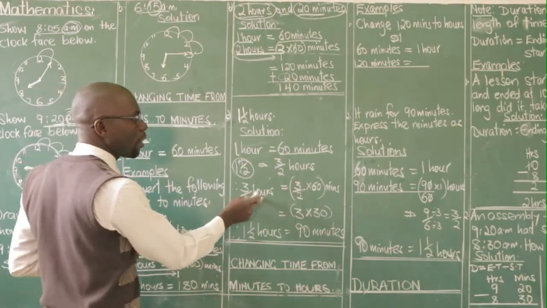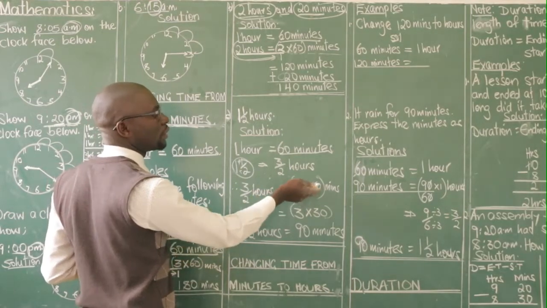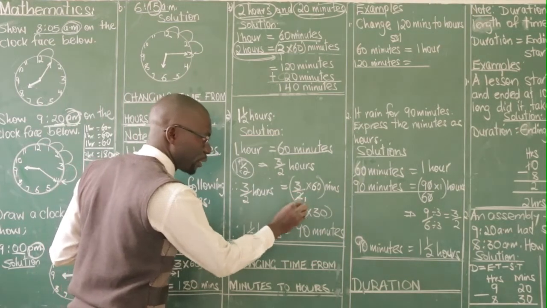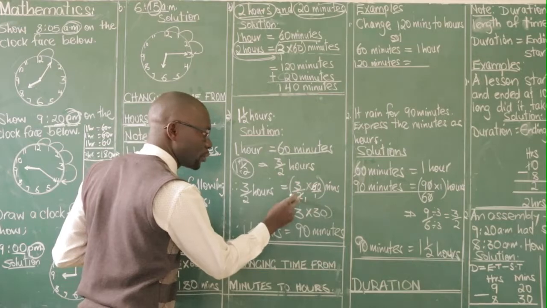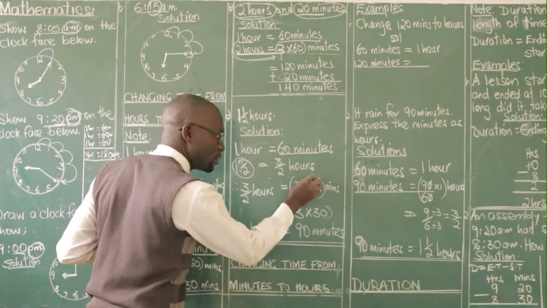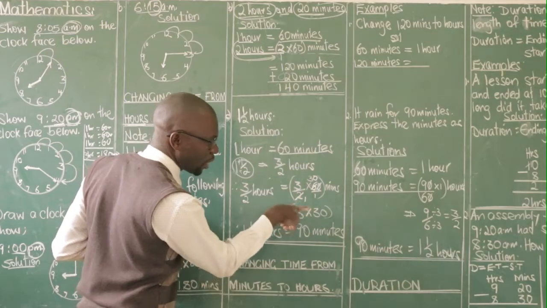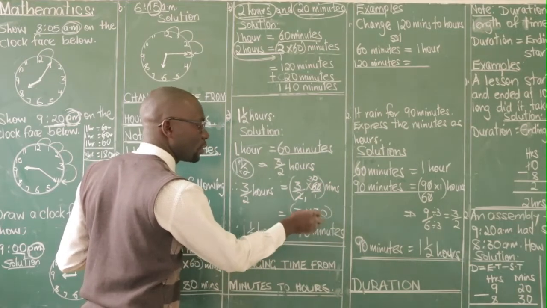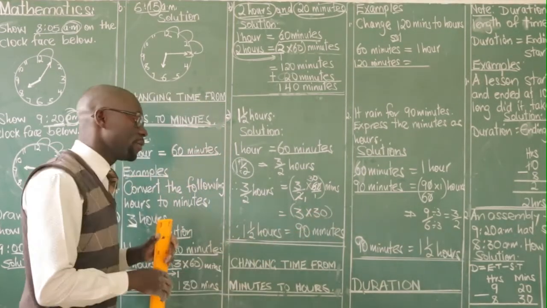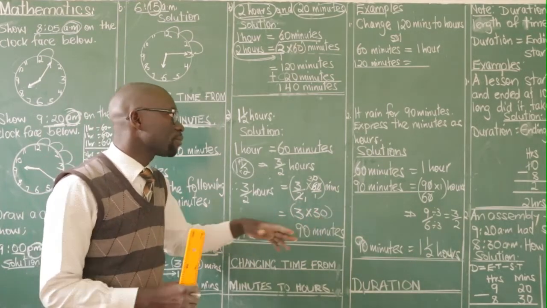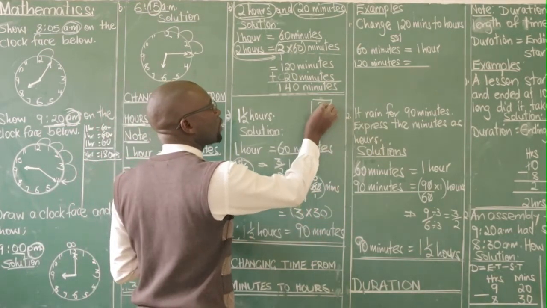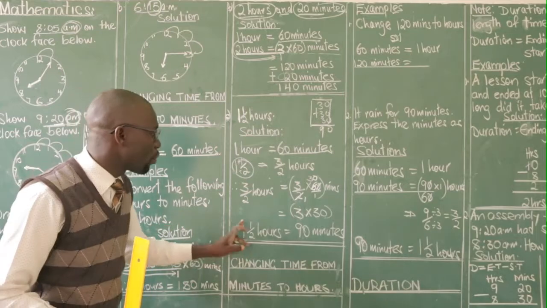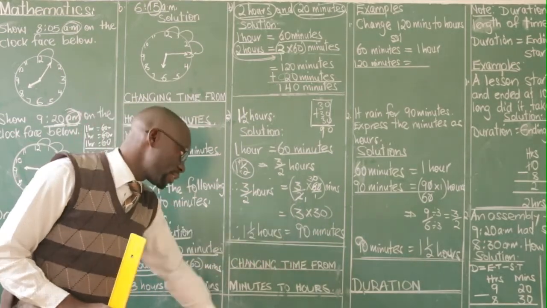So we have 3 out of 2 hours equivalent to 3 out of 2 times 60. So we shall say by 2, 1. So then 6 divided by 2 is 3, and 0 divided by 2 is 0. So we have 3 times 30. So we shall say that 3 times 3 is 9, and there's a 0 there. Or 3 times 30 is 90 minutes. Or 3 groups of 30. So 30, 30, 30. When you put them together, you will get 90. So that is 1.5 hours will give us 90 minutes.